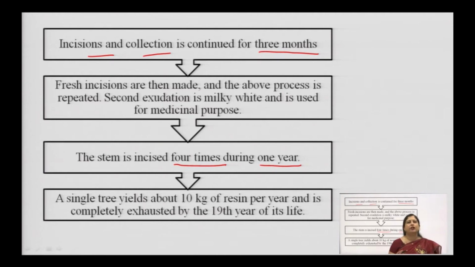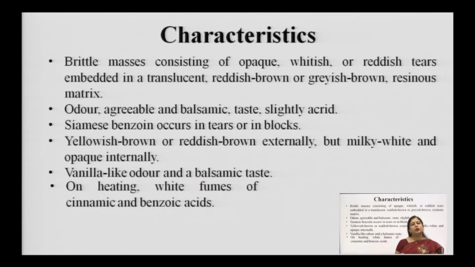The second exudation which comes is generally milky white and it is used for medicinal purposes. And a single tree will yield around 10 kg of the resin per year, and it is completely exhausted by the 19th year of its life. So, for 19 years you will find the benzoin from the same tree.